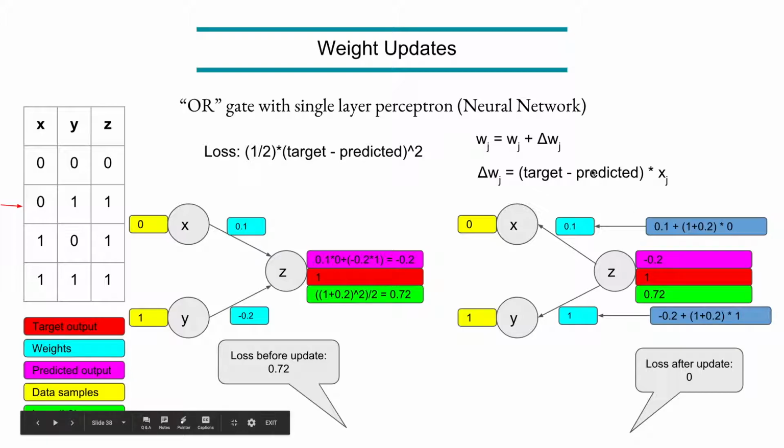So the formula is here: target value minus predicted value, multiplied by the weight. In order to update this weight, we are going to multiply the previous value of this weight and target minus predicted. So target minus predicted is this, multiplied by 0 and added to the previous value.